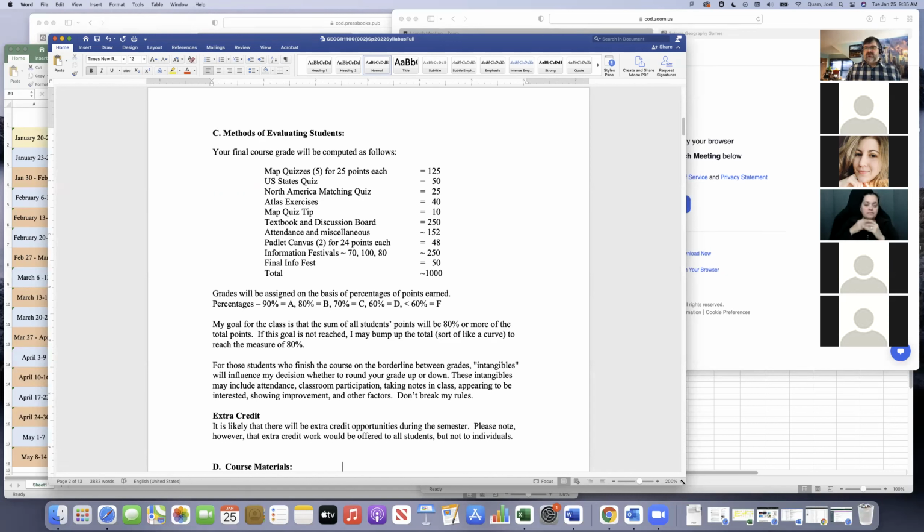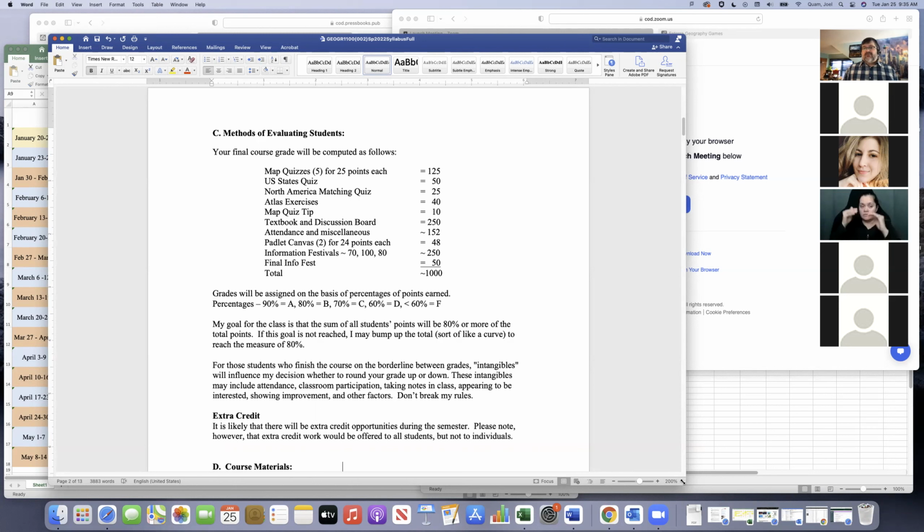Textbook and discussion board. Yes, here is a lot of points. 250 points here from the textbook and discussion board. There will be lots of opportunities for you to post on the discussion board in Blackboard, our course management system. More on that, but this is very important. It's 250 out of 1,000 points here. You want to get lots of those discussion board points.